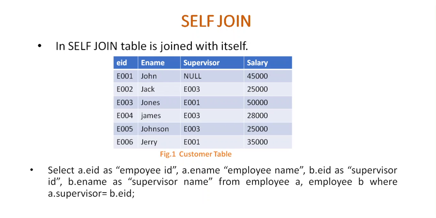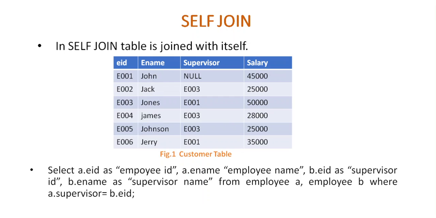So here my query is select A dot EID as employee ID. Here employee ID is called an alias. Alias means we are giving a different name to this EID. So in the output, instead of EID, you will get employee ID as a caption. The next is A dot ename as employee name. You can omit as or you can write as; as is optional.